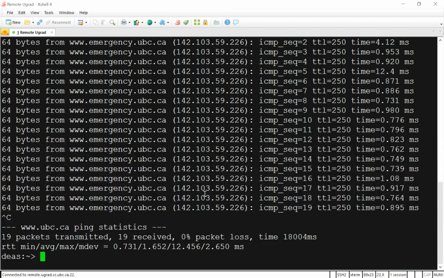Okay. So from this, we see that the least amount of time it took was about 3/4 of a millisecond. Not a second, a millisecond. That would be a long time if it was 3/4 of a second. The average time is a little over 1.5 or 1.6 milliseconds, and the most amount of time was 12 milliseconds. Okay.